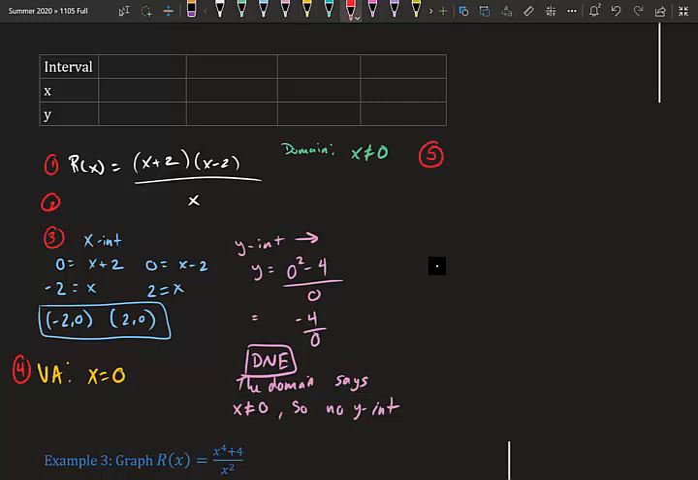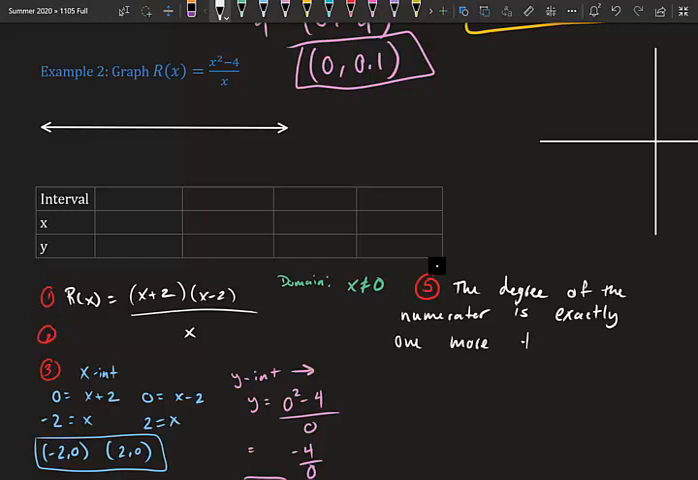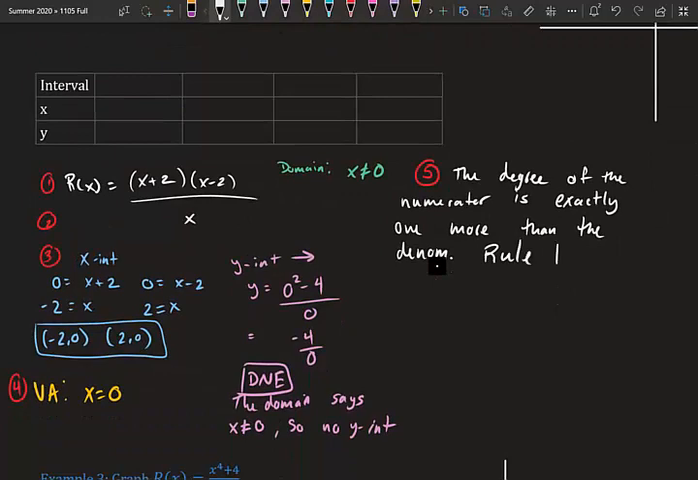Our fifth step, we need to find the horizontal or oblique asymptote. So we need to look at the degrees of the numerator and the denominator. So the degree of the numerator is exactly one more than the denominator. If that's the case, that's rule number 4. Rule number 4 states we have an oblique asymptote. So we need to long divide because we have an oblique asymptote.